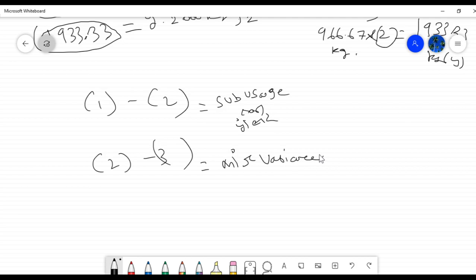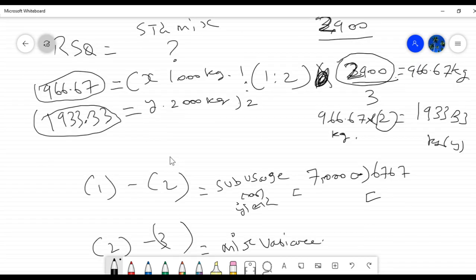Okay, what is the answer? 1 minus 2, how much here? 7000 minus 6767 equals how much? 233. Favor or adverse? Favor, because 7000 is the standard, and actually we spent 6767 by doing sub usage.